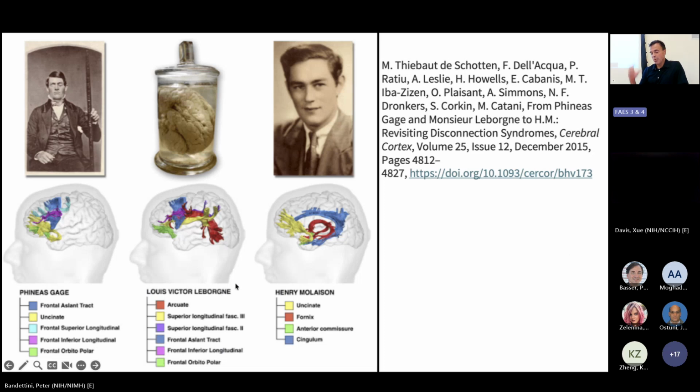Leborgne was the person who could only make the word "tan." And actually Henry Molaison was another famous patient who had both of his hippocampi taken out. He couldn't remember anything after that. So it basically shows what parts of the brain were actually damaged, with more detail. And it turns out not necessarily even the cortical areas are important, but also the connections. So the white matter connections are just as important. So that's a nice paper to take a look at.